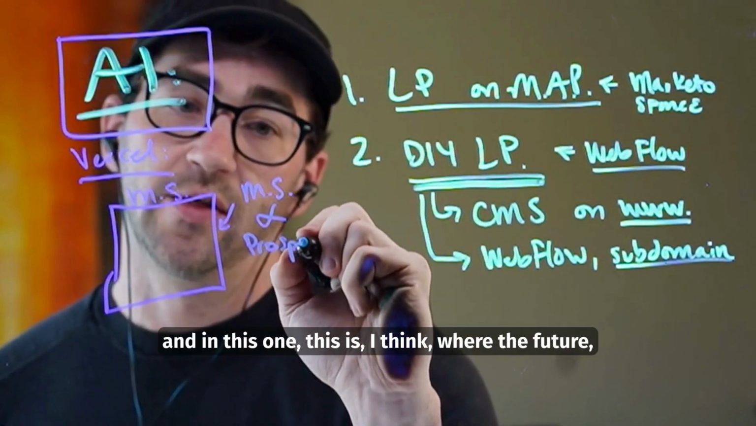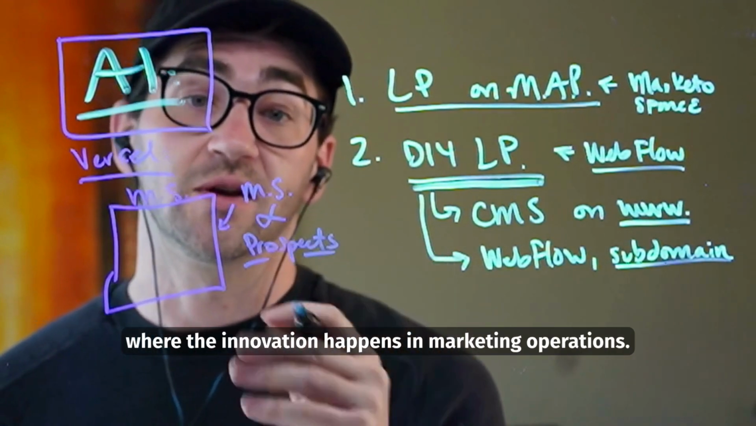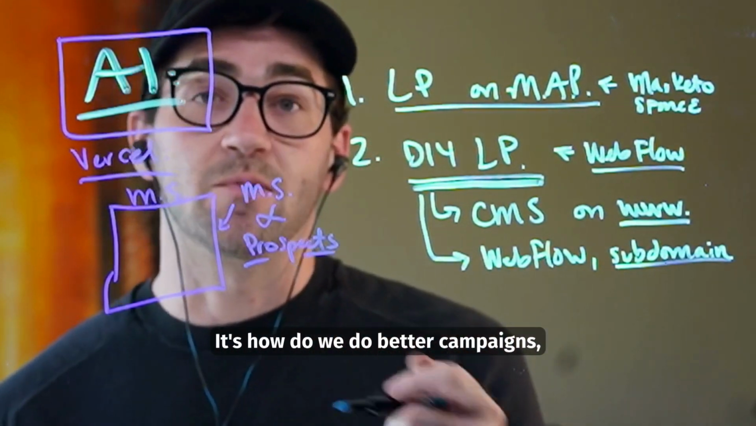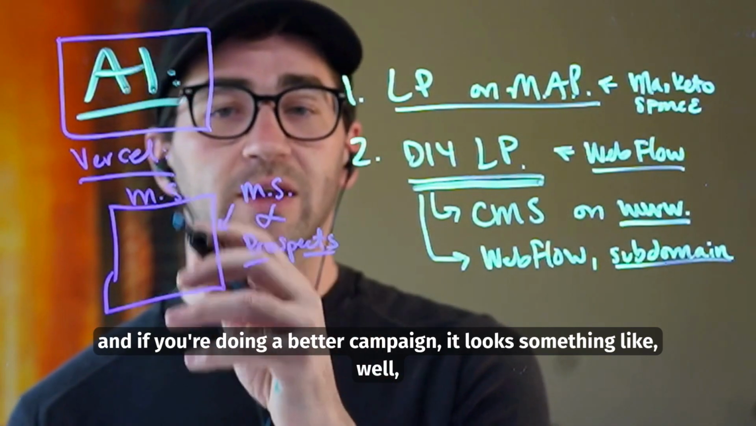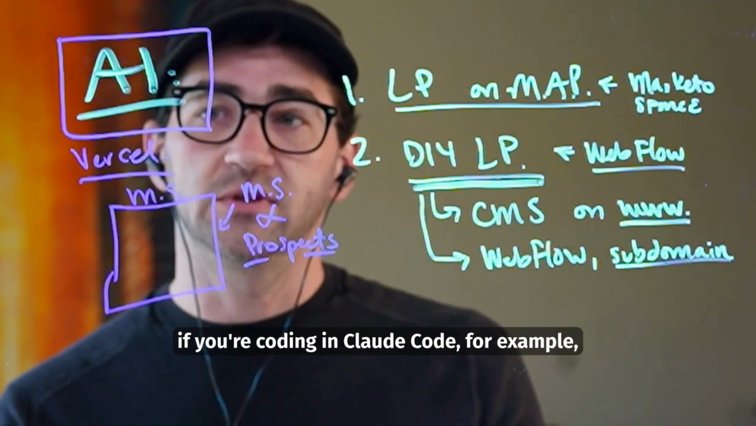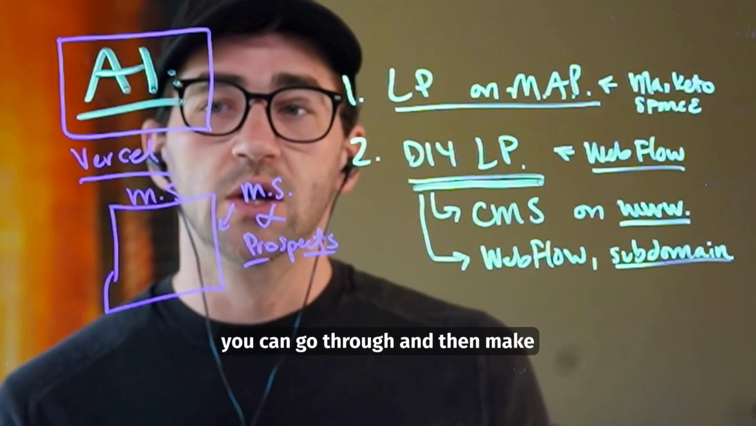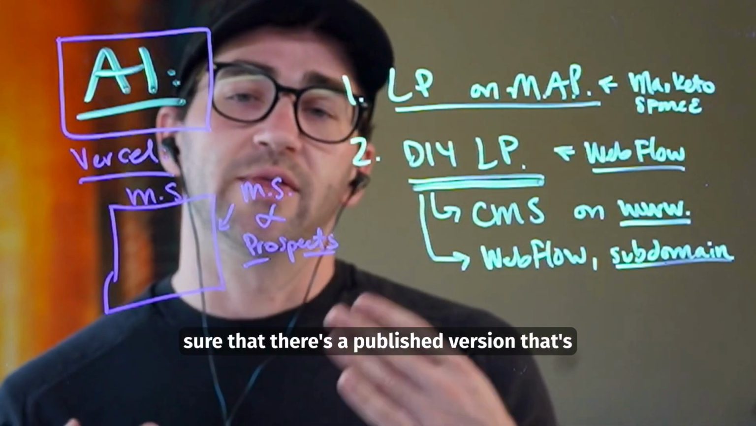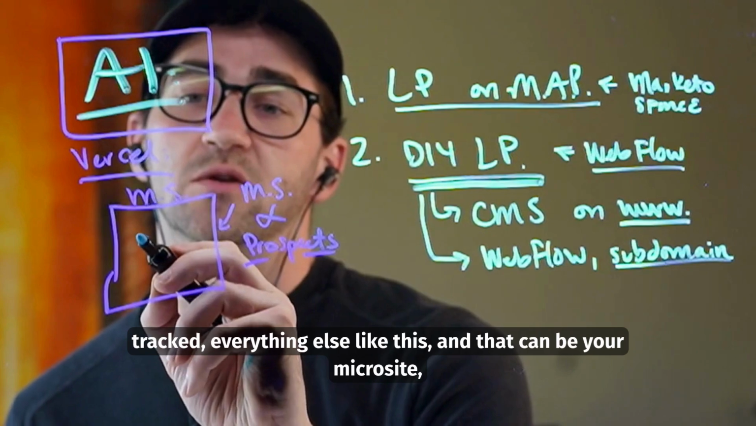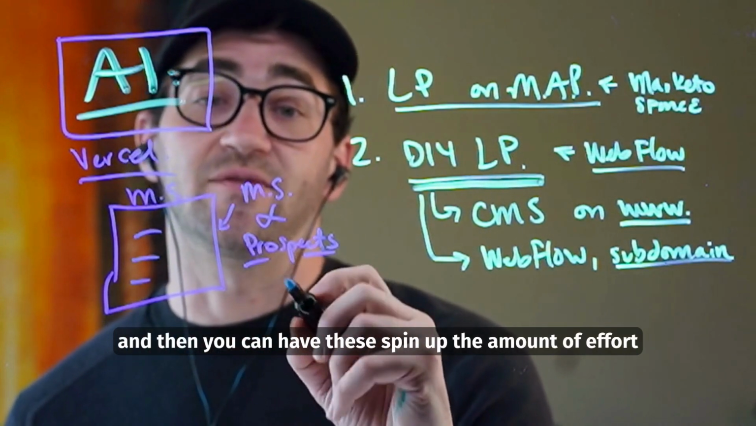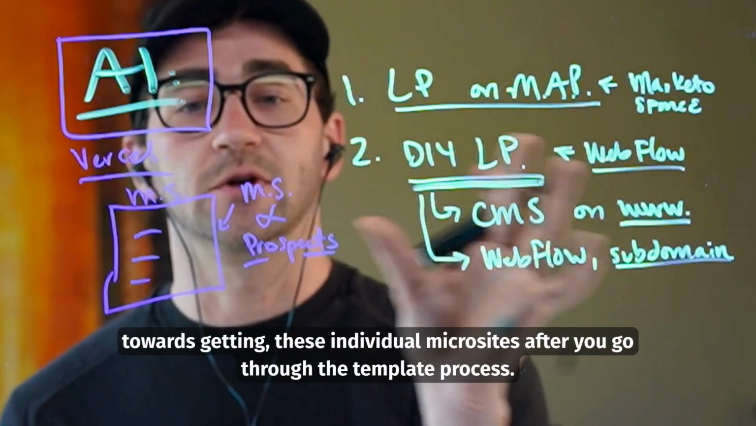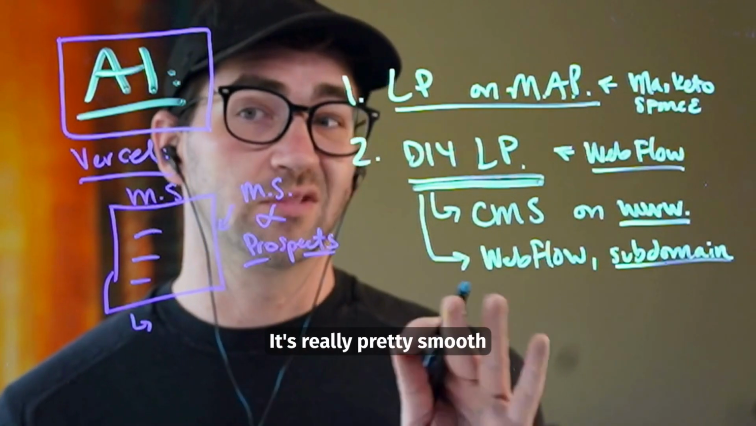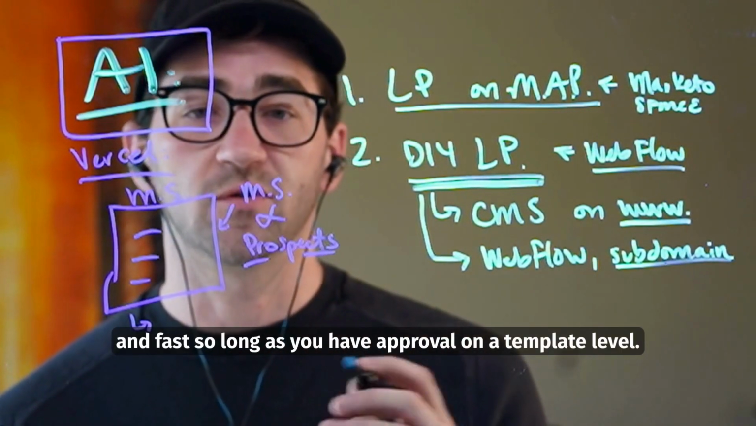And this is, I think, where the future, where the innovation happens in marketing operations. It's how do we do better campaigns? If you're coding in Claude Code, for example, or any of the command line tools, you can make sure that there's a published version that's tracked, and that can be your microsite. And then you can have these spin up. The effort to get these individual microsites after you go through the template process is really pretty smooth and fast, so long as you have approval at a template level.